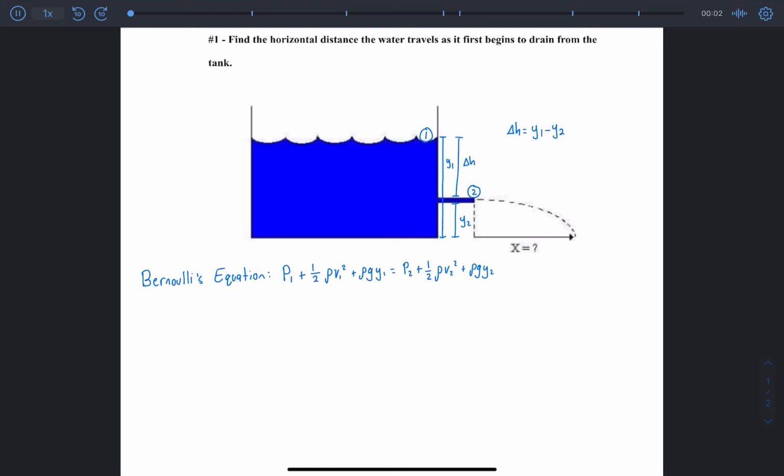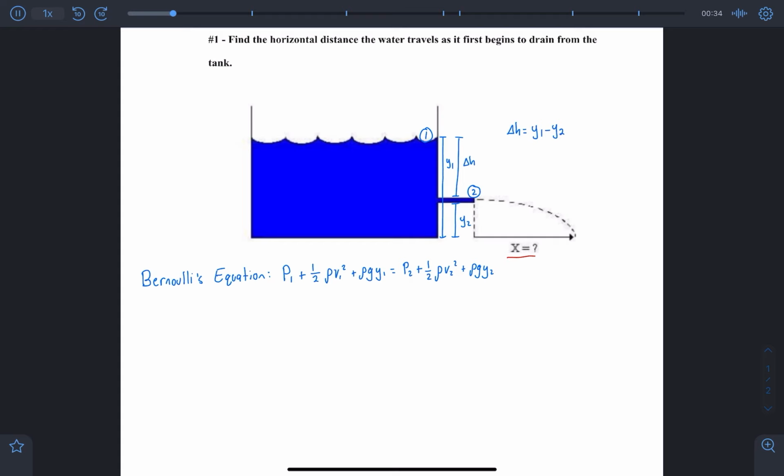Problem number 1 asks us to find the horizontal distance that the water travels as it first begins to drain from the tank. To start this problem, I labeled a couple different terms in this diagram. We've got y1, which is the height of the water in the tank. We've got y2, which is the height of the spout in the tank. And then I defined delta H as the difference between y1 and y2. We're trying to find that distance x that the water travels horizontally as it exits the tank.